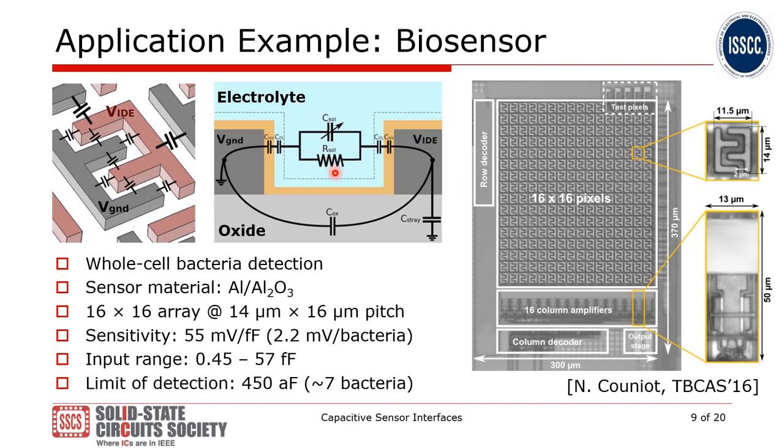The conductivity of the electrolyte, as represented by the resistance here, can also reduce the sensitivity as it can discharge the sensing capacitance. So the operating frequency of the readout circuit should be high enough to minimize such effect. The capacitance signal in the presence of bacteria can still be very small, say in the order of sub-femtofarad. So in this work, it employs a column level amplifier with exponential gain to achieve a sensitivity of 55 millivolt per femtofarad. The input range here is externally tunable to improve the system flexibility and adapt to different experimental setups. And the achieved detection limit in this work is 450 attofarad, which is roughly 7 bacteria.